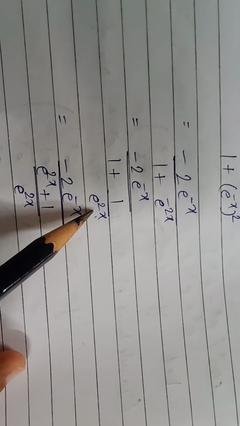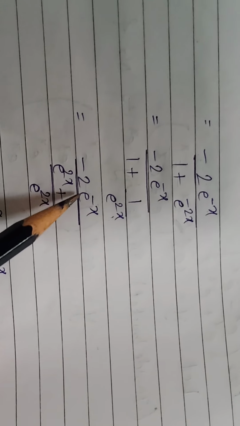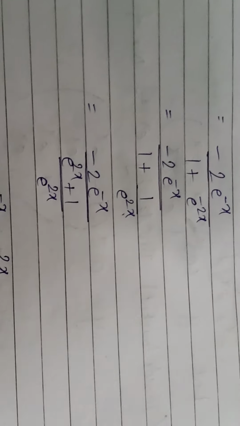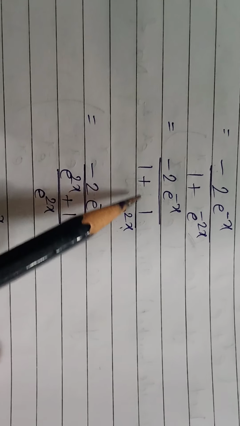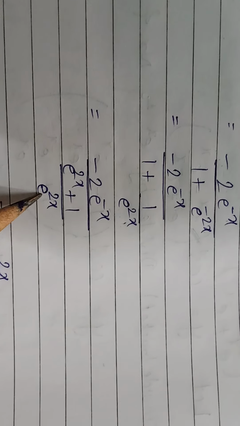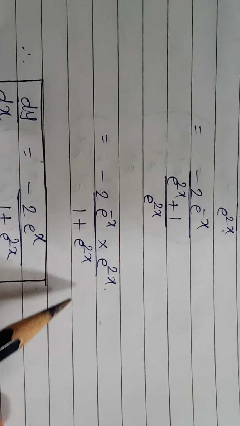Now cross multiply in the denominator. So it will be minus 2 into e raised to minus x in the numerator, and upon this will be e raised to 2x plus 1 upon e raised to 2x. Okay. Now this will be in the numerator in the next step.